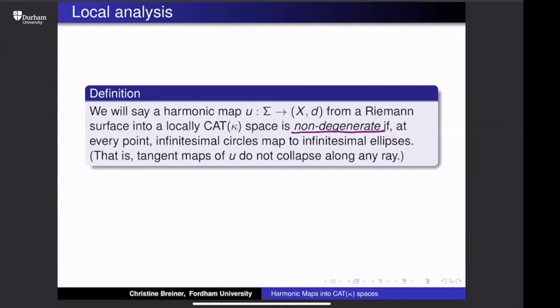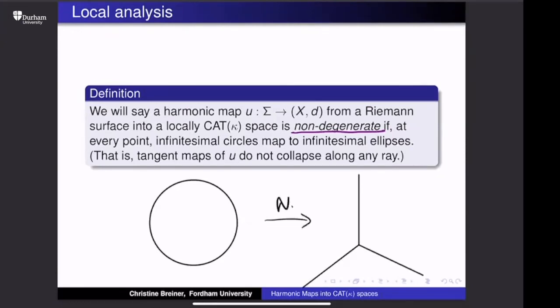What that's really saying is that if you look at your tangent maps, so harmonic maps into CAT(κ) spaces, we show they have tangent maps. If you look at any tangent map of u at that point, then if you look at an infinitesimal circle, you are not going to get this kind of picture. So there's no collapse along rays.